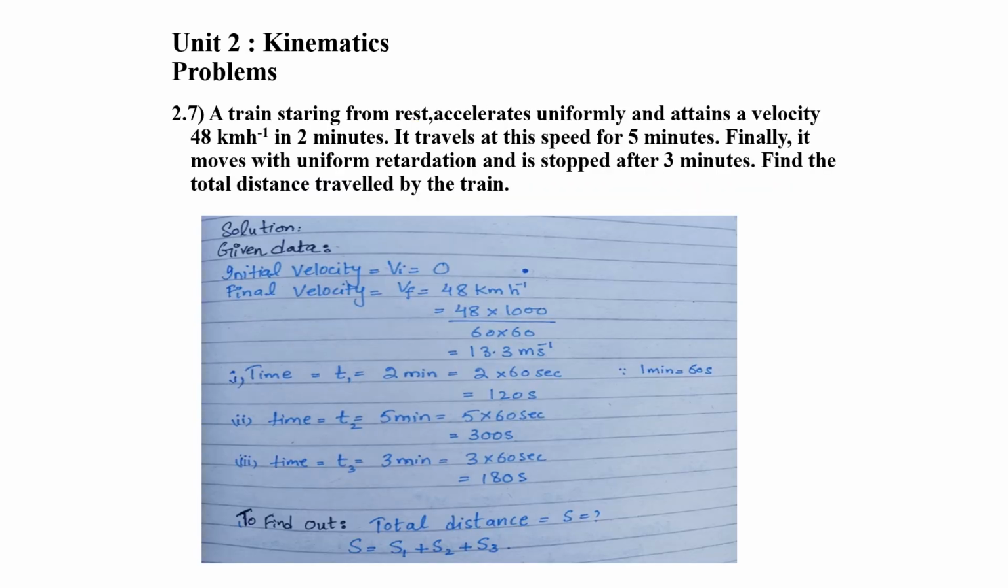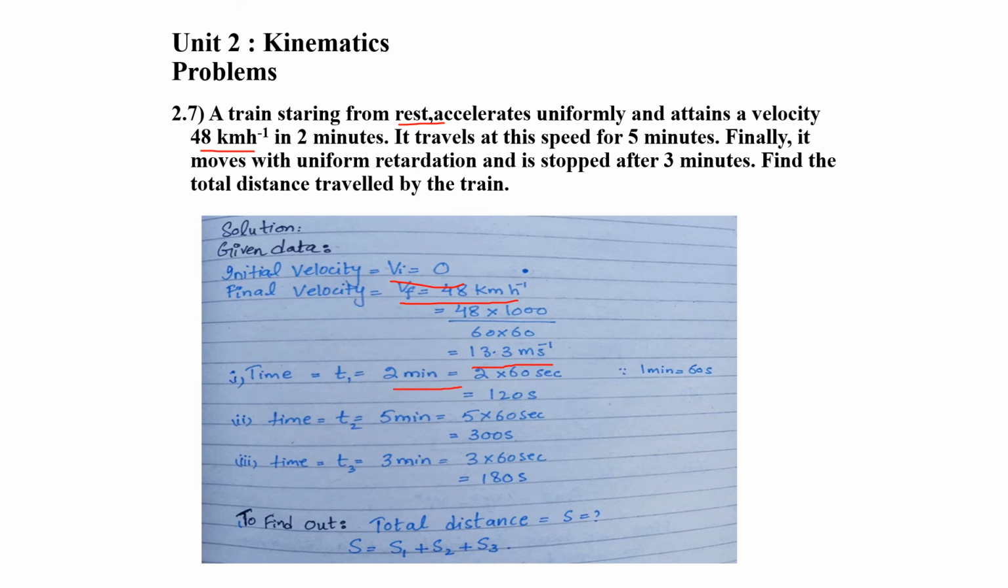Now the problem 2.7. 2.7 is a train starting from rest. Its initial velocity is 0, it accelerates uniformly and attains a velocity of 48 km/h. So Vf is equal to 48 km/h. We have to convert it into meter per second. So we multiply by 1000 and divide by 3600, and we get Vf as 13.3 meter per second, right, in 2 minutes. So the time is 2 minutes.